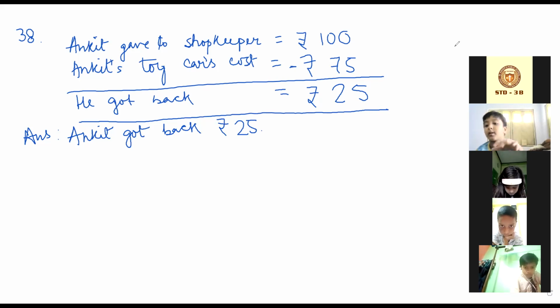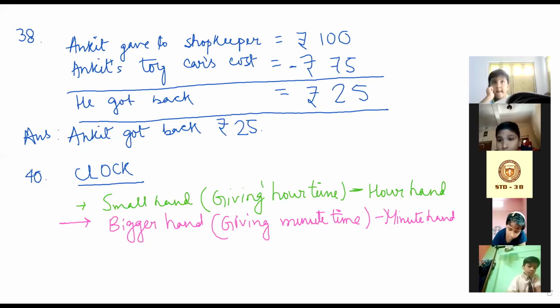So 39 sum will be your homework. And I will just upload those things. Understood, right?